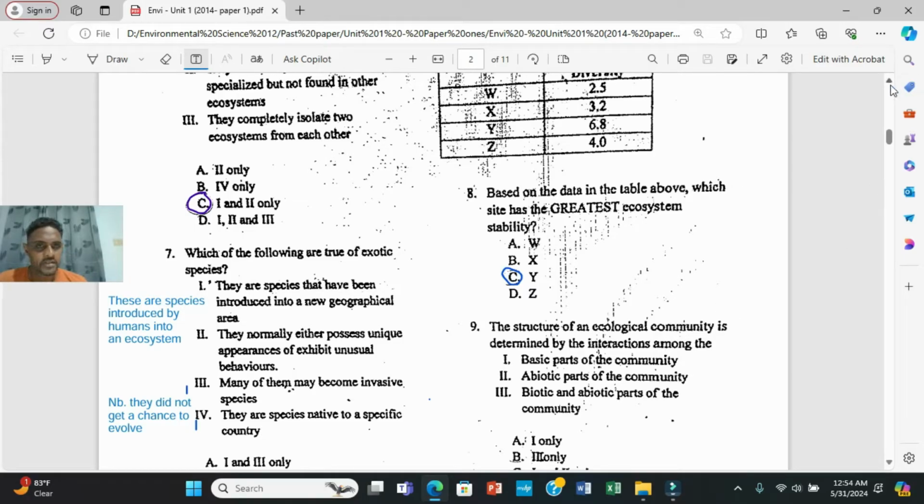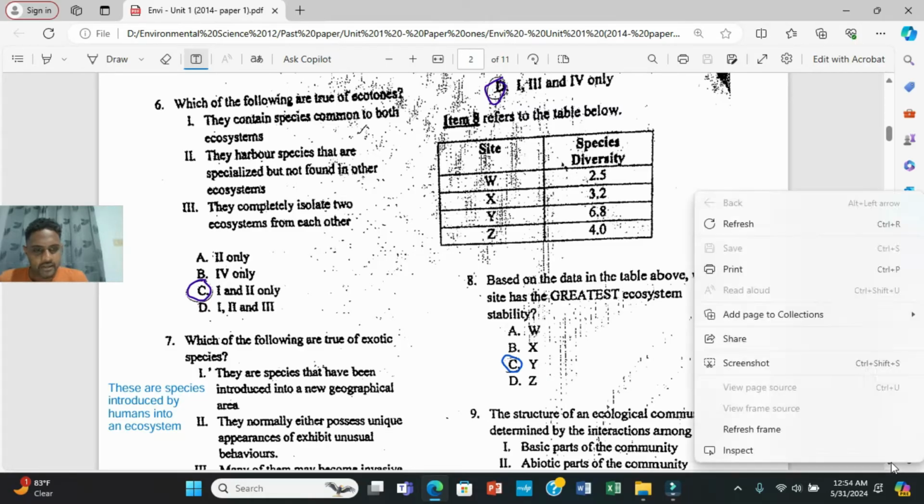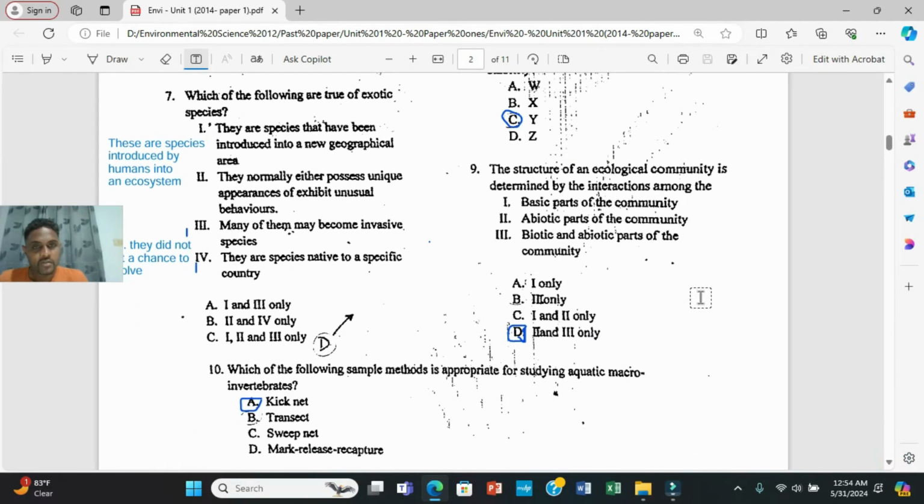All right, number 8 refers to the table below. Based on the data in the table above, which site has the greatest ecosystem stability, and that would be Y, 6.8. Number 9, the structure of an ecological community is determined by the interactions among the, and the answer is D, 2 and 3, the abiotic part of the community, and the biotic and abiotic parts of the community.